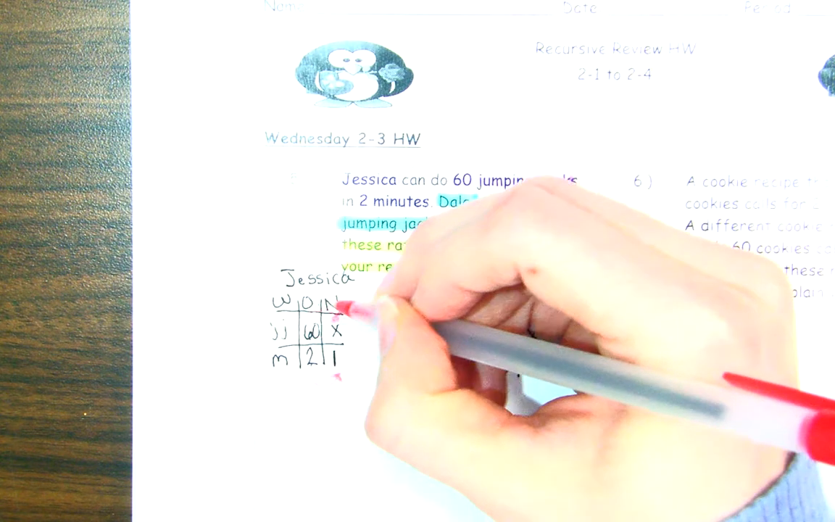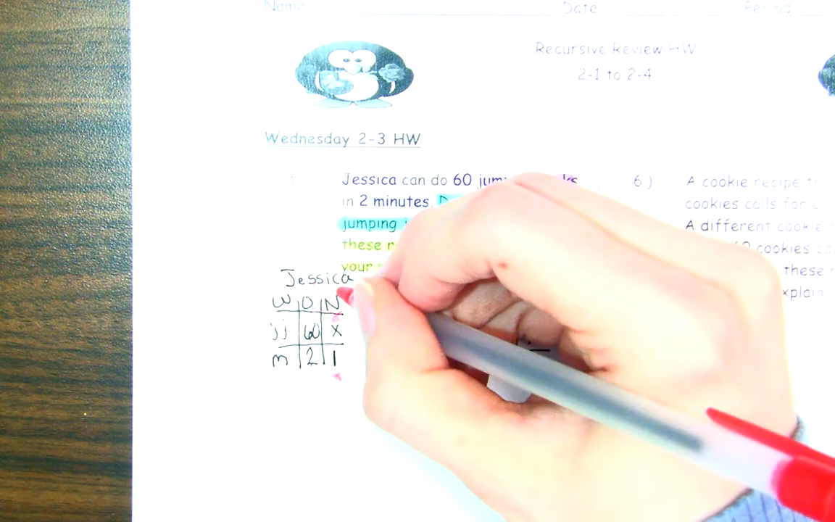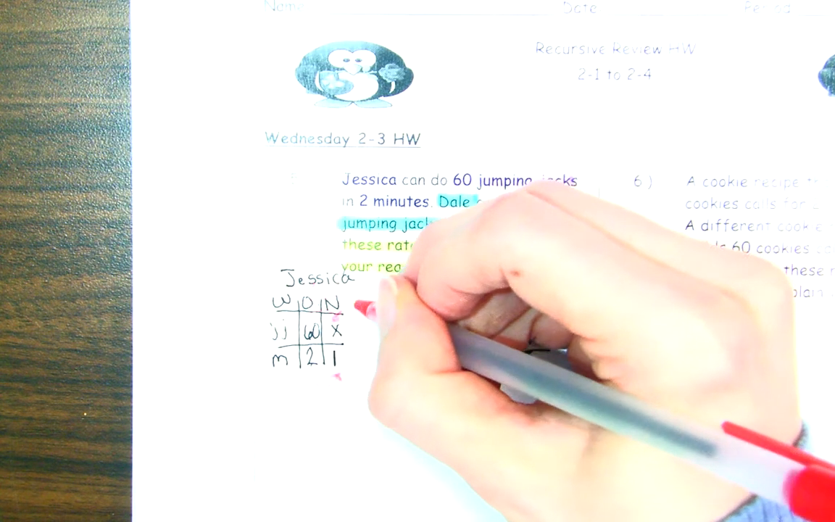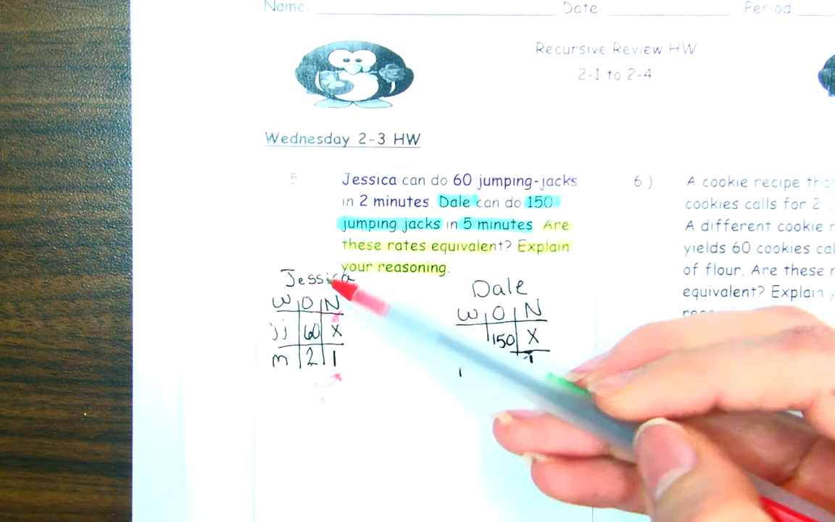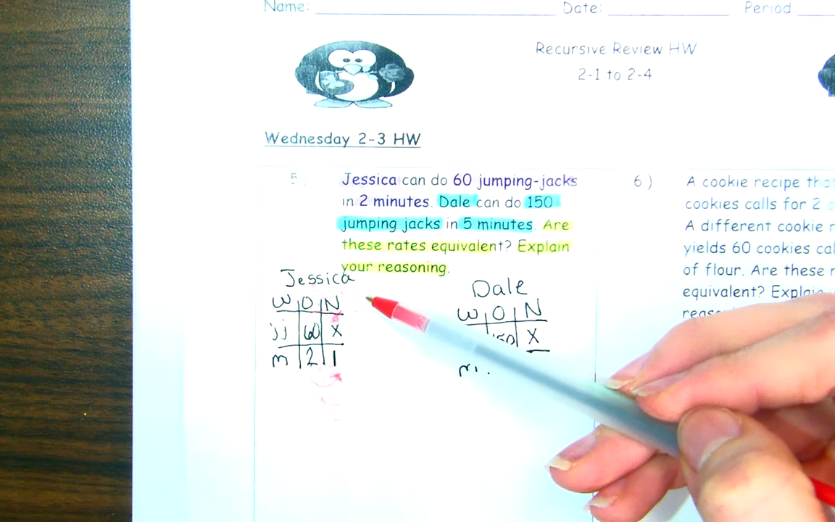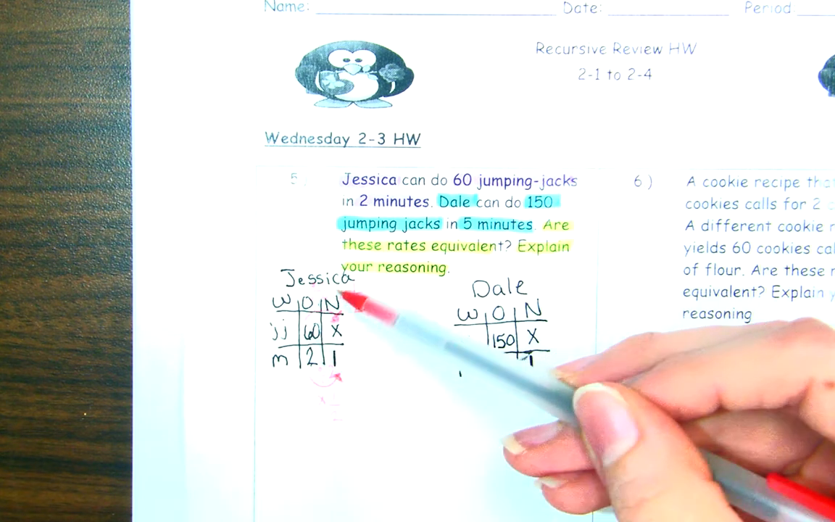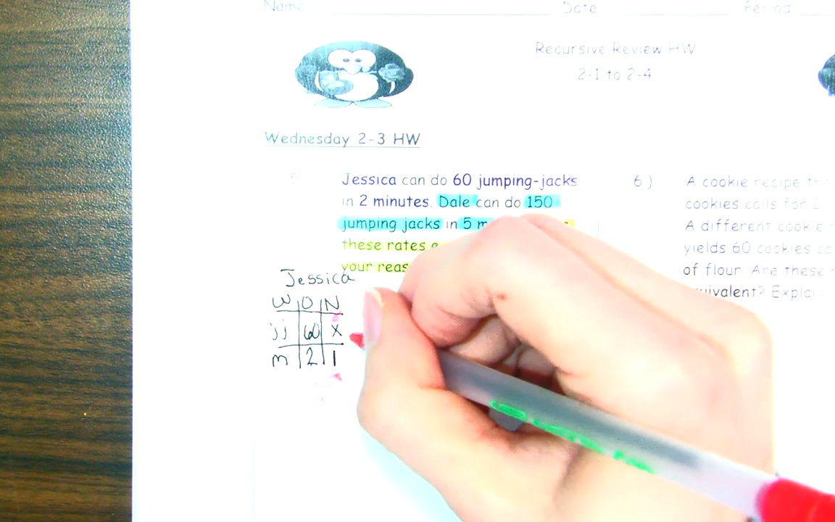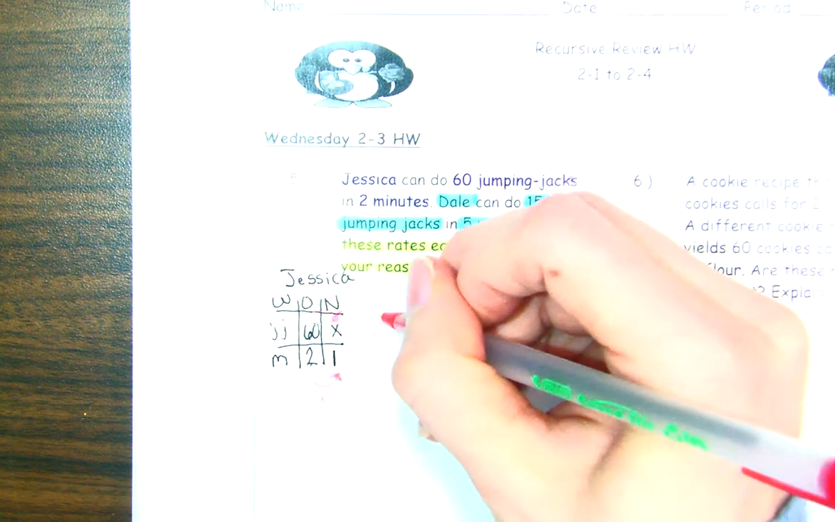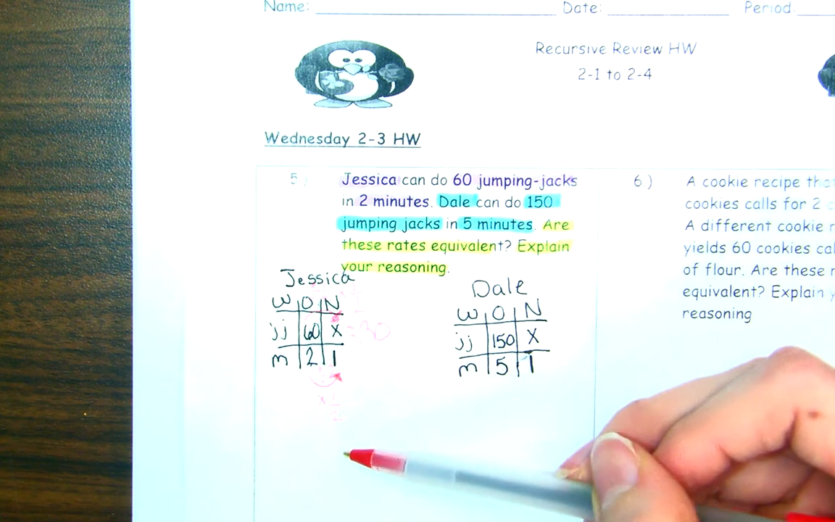When I go from 60 to X, I should also divide by 2, or remember, instead of dividing by 2, we could also say that we multiply by a half. Remember, they mean the same thing. So dividing by 2 is the same thing as multiplying by a half. So 60 divided by 2, or 60 times a half, we know equals 30. So Jessica jumps 30 jumping jacks per minute.